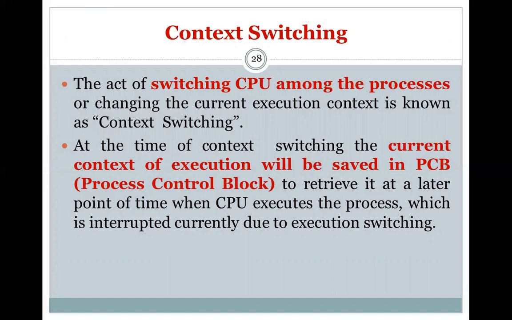Context switching. The act of switching the CPU among the processes or changing the current execution context is known as context switching. At the time of context switching, the current context of execution will be saved in the PCB, that is, the process control block, to retrieve it at a later point of time when the CPU executes a process which is currently interrupted due to the execution switching.